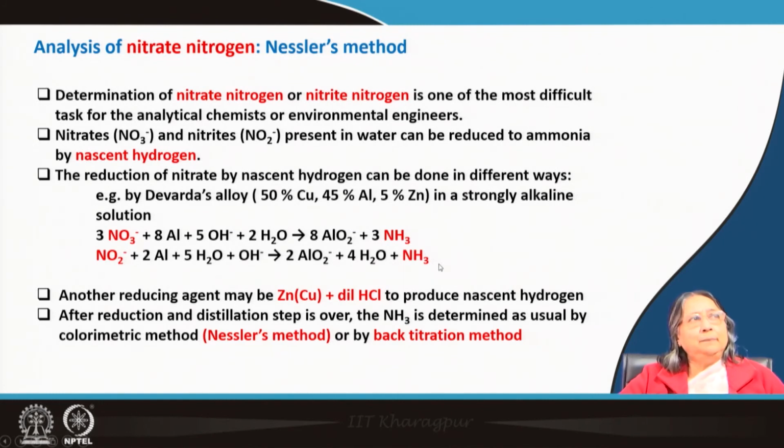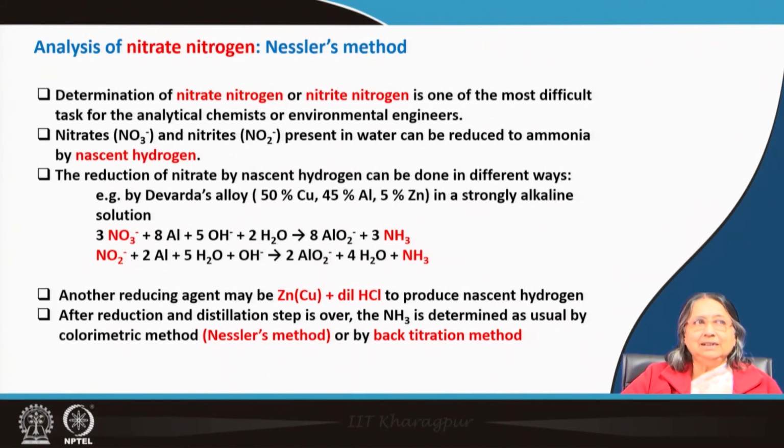Now, say for example, you have in your sample all 3 different types of nitrogen, but you want to know how much is ammonia nitrogen, how much is organic nitrogen and how much is nitrate nitrogen. Then you have to do it in stepwise fashion. First you have to take the same sample, you determine the ammonia nitrogen.